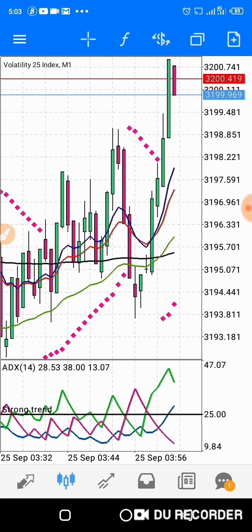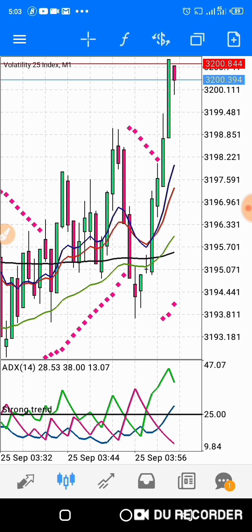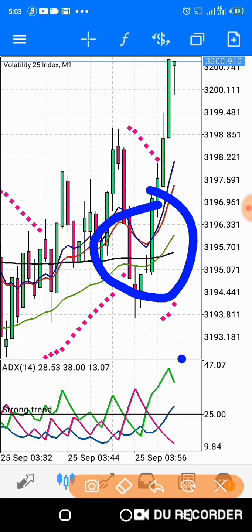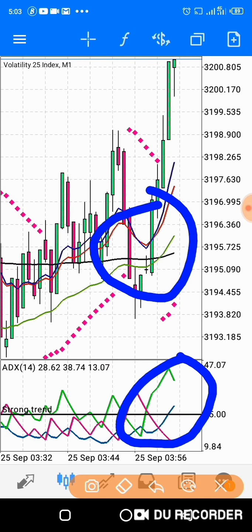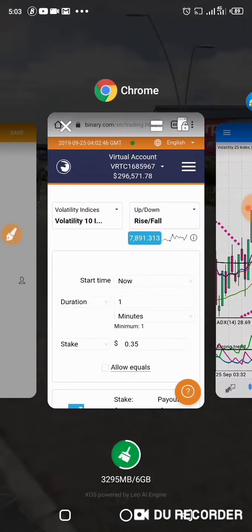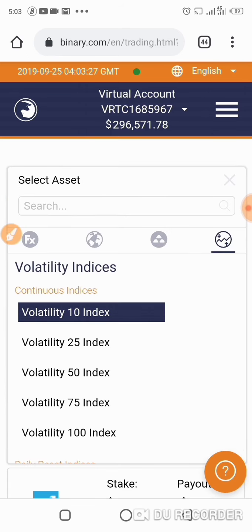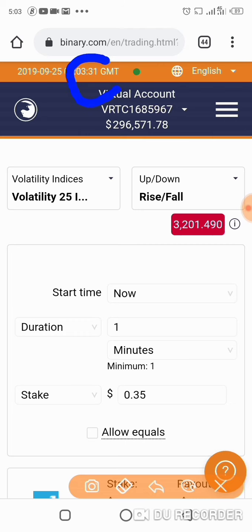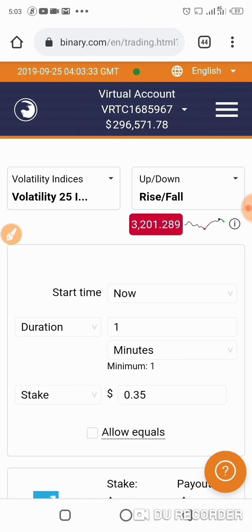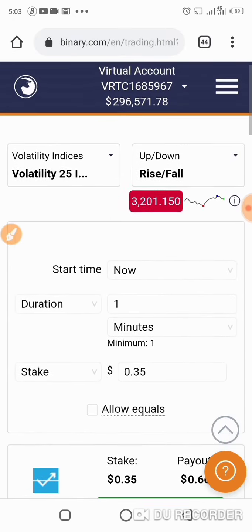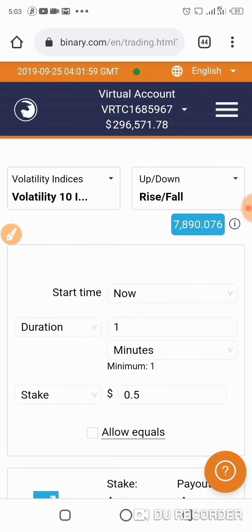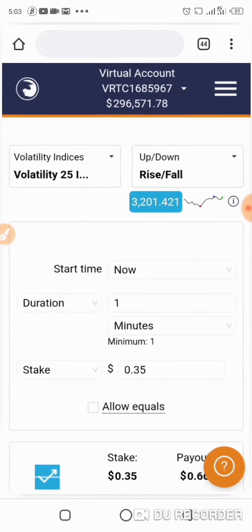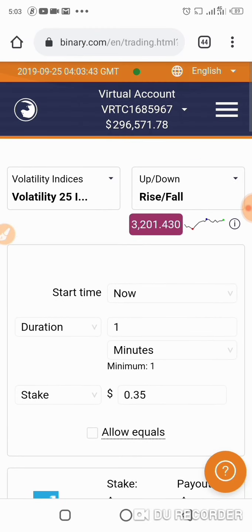You can see on volatility index 25 we are having an uptrend. I can see all the conditions here, they are all met. The blue line is above the 25 line, so we go to our 25. At the beginning, within 57 to 58 seconds, we place our trade. So we also come here as well and we change here to 25.